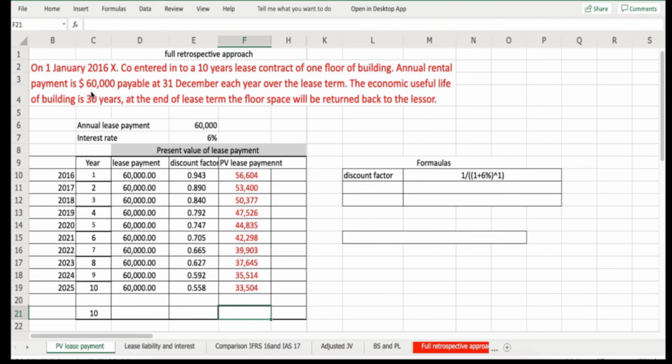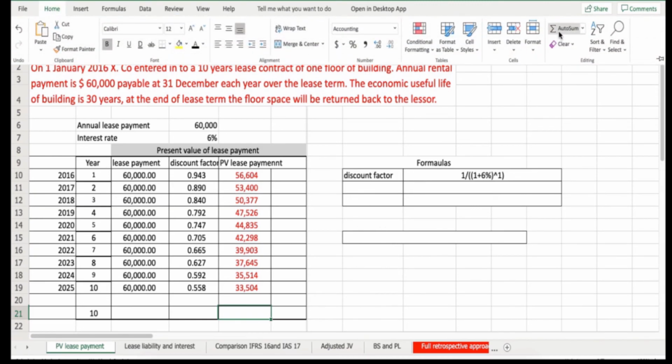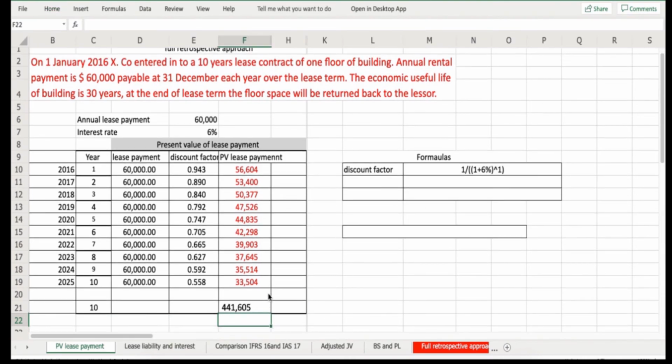From here, we need to total this amount. This is the total present value amount that we are going to pay over the 10-year lease term. The total of this gives us about 600,000. This is the present value of lease payment.